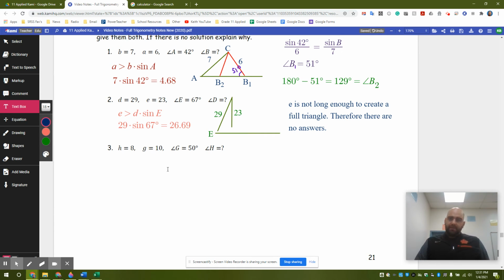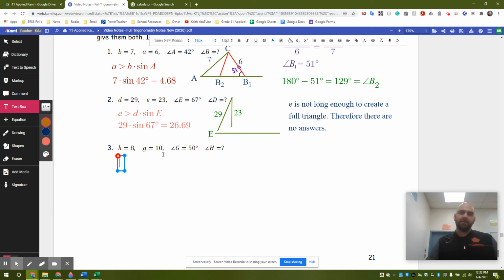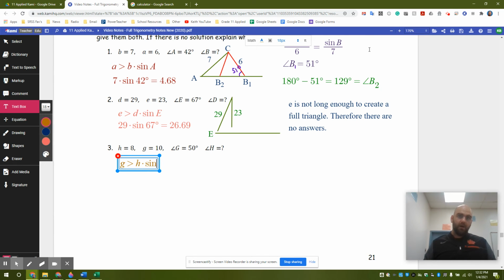Let's try this last one here. Let's get this one done. First things first, we want to double check: is this going to work, or is it not going to work? We don't want to go through with something if it's not going to work. You'll notice here, different letters. We have little g and big G. So we need to figure out, is little g long enough, greater than h times sine of big G?